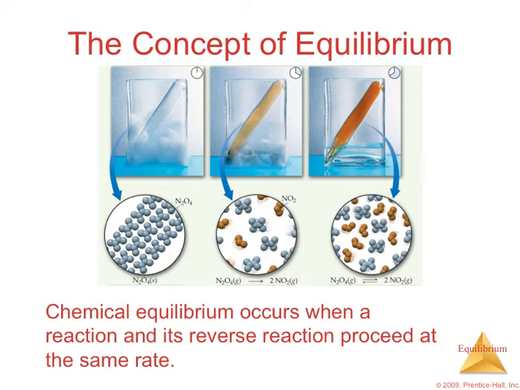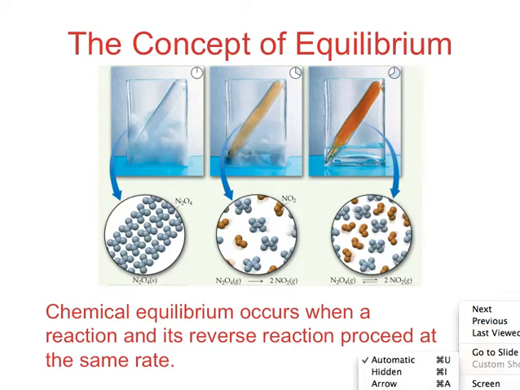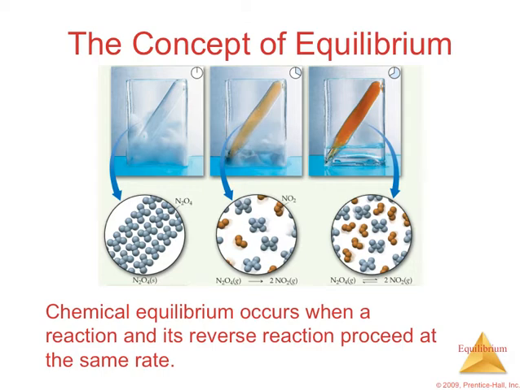Okay, let's talk about equilibrium. The definition of equilibrium is when a chemical reaction and its reverse reaction are proceeding at the same rate, meaning we are creating product and we are creating reactants at the same rate. It is not the same amount, it is the same rate. Okay, and that can sometimes be confusing.